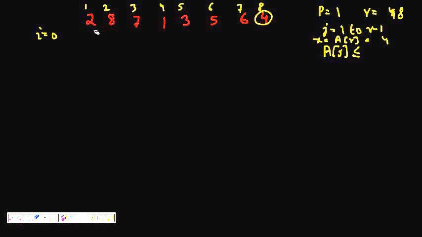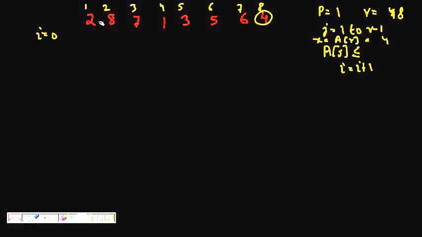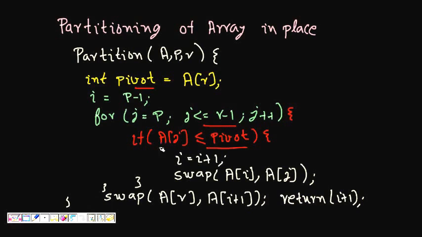So if a of j is less than 4, the pivot element, what we do is i is i plus 1 and we swap a of i and a of j. Okay, so let's see what happens. If we check the code here, if a of j is less than pivot, then we do i is i plus 1 and swap a of i and a of j.